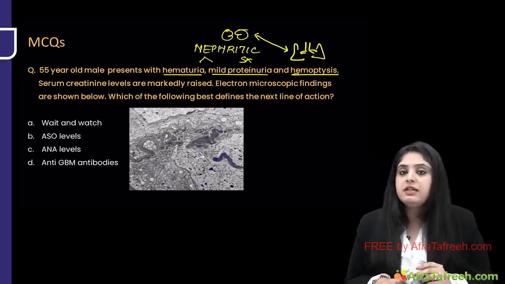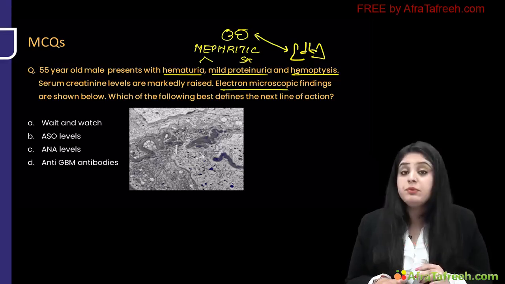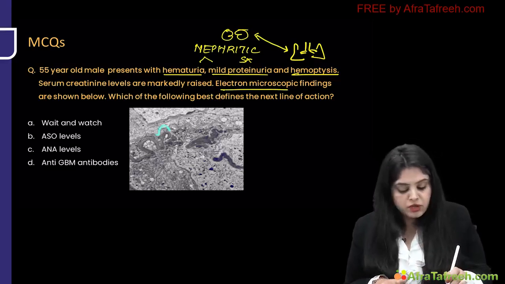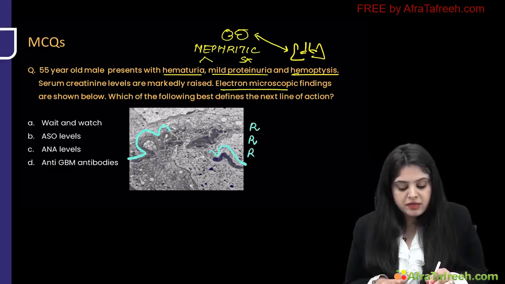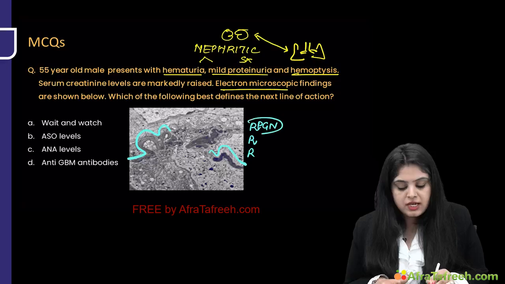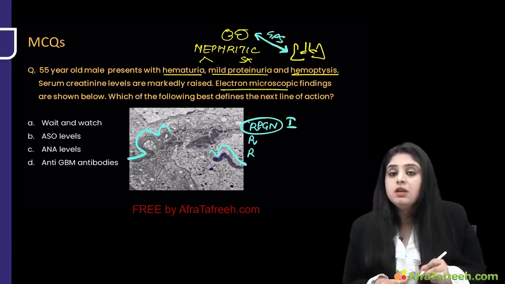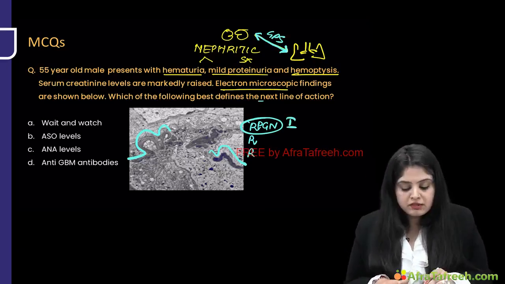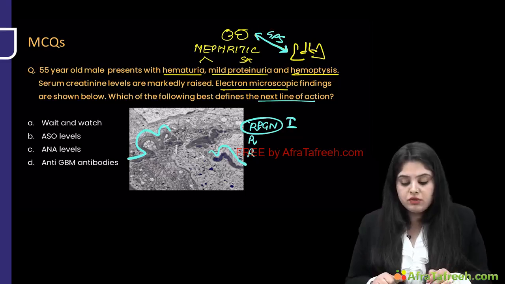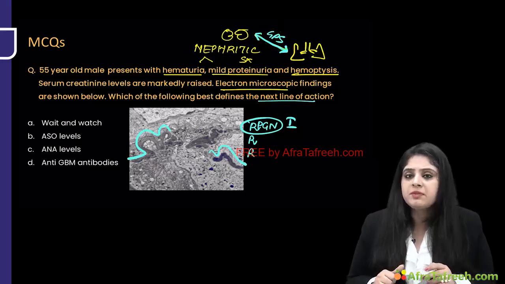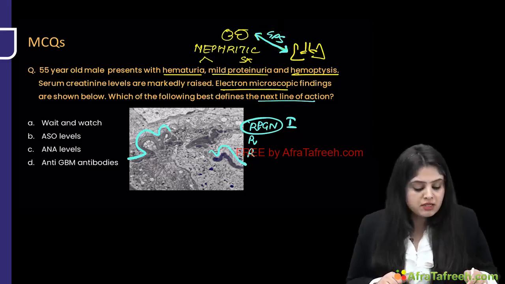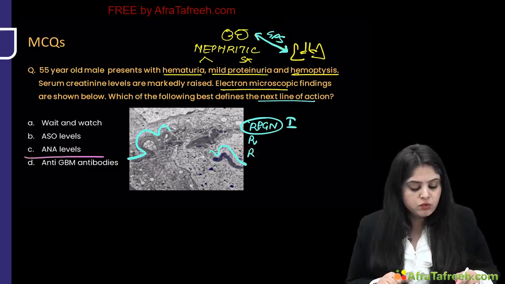Still, I see serum creatinine levels are raised. Electron microscopy is shown. What is electron microscopy showing you? That RRR, rupture and wrinkling of the basement membrane seen in RPGN. Which RPGN? If I'm thinking of Goodpasture, which RPGN? We are thinking of RPGN type 1, Goodpasture syndrome. What is the next line of action? What do you do in Goodpasture syndrome, guys? Which antibody are you expecting? Anti-glomerular basement membrane antibody. So what is the thing that you're going to do next?